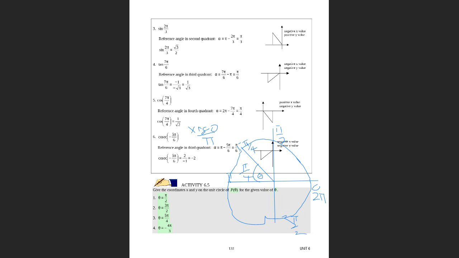So if you want to find it, let us remember that you are looking for this side. Here will be our x, and here will be our y. So to find our x, it will be sine. Isn't our reference angle 60?